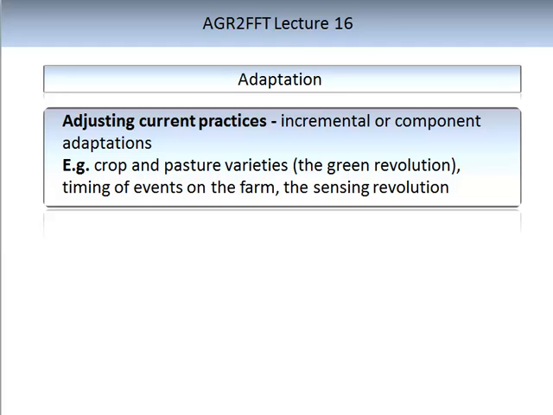He also states that the timing of events is essential on farm, and looking at this closely with respect to changing climates and adaptation implementation will be important. He also notes in his article that sensing is an important component of adjusting current practices.